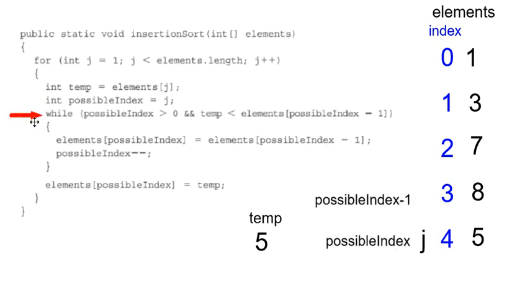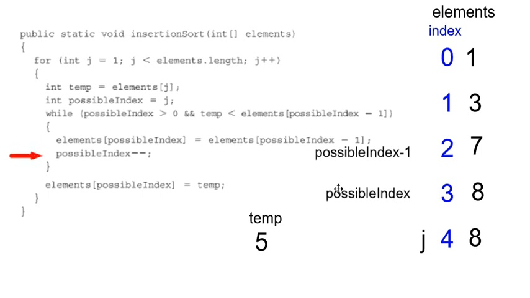And I checked possible index greater than 0, and I checked to see if this 5 is smaller than what's at index minus 1. And it is. 5 is less than 8. So I do this step where I copy over what's in position minus 1, and I shift it down here, and replace the 5. And now my possible index goes minus minus. There it is. And I check again, possible index greater than 0.